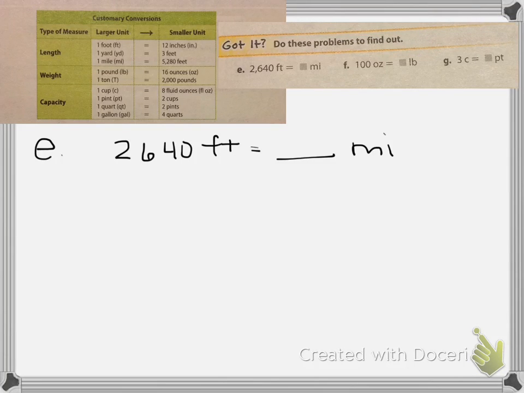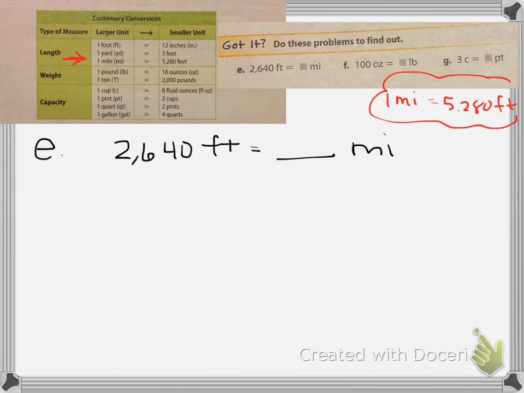All right, so for E we see that they have 2,640 feet equals how many miles? So again, step one is going to be to look at this conversion table and find out what our feet to mile conversion is. And we can see right here we have 1 mile. And remember, we need this in our bubble. 1 mile equals 5,280 feet.